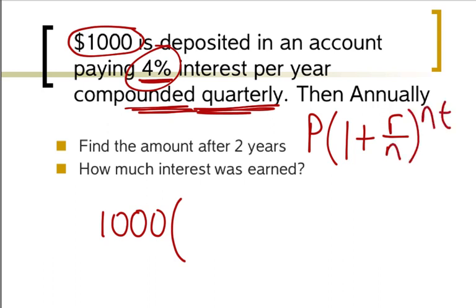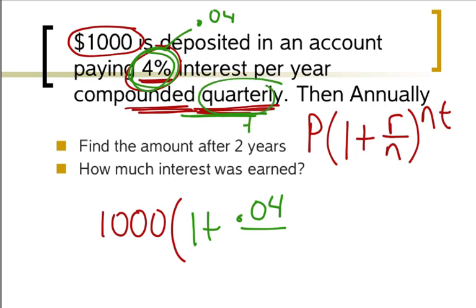Okay, so we plug in our P, which is the 1,000, then it's 1 plus my rate, which is 4%, but I need to make it an actual rate, so I need to make it 0.04. So I put 0.04 divided by n. It's compounded quarterly, which means it's happening 4 times a year, so I put a 4 down as my n. And I put it up in the upper n also, 4. And then for how many years? Well, it says you're doing it for 2 years.